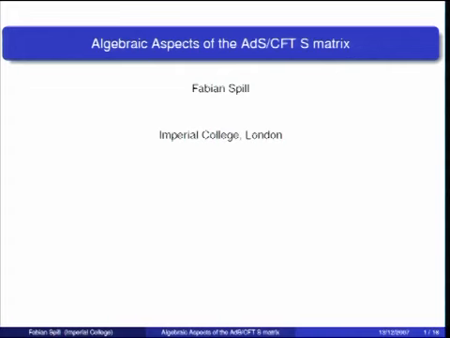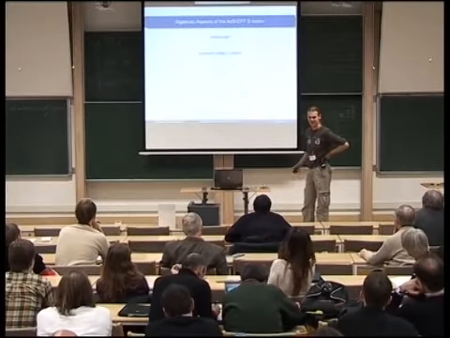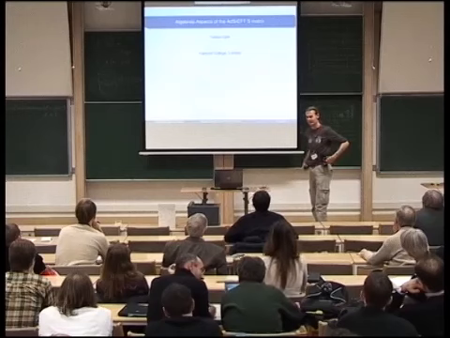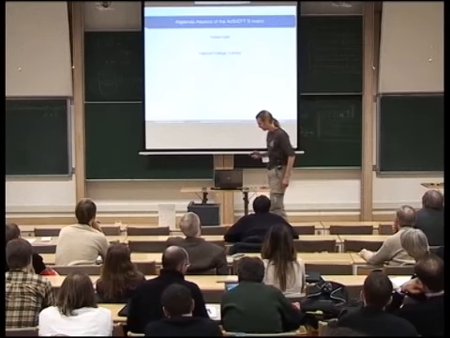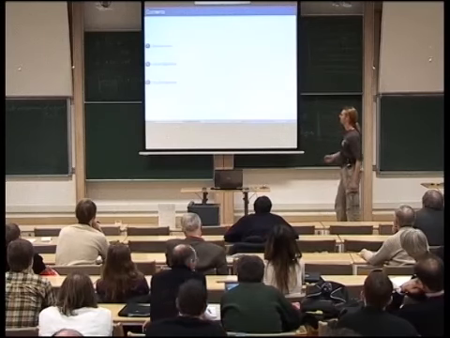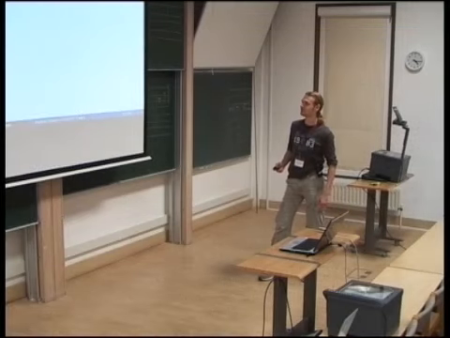Okay. I'd like to thank the organizers for giving me the opportunity to say something about the algebraic aspects of the AdS/CFT S matrix. So, I will first tell you in what model I'm working, then tell you something about the full quantum symmetries, the Hopf algebras, and finally about Lie bialgebras, which are classical algebraic structures, where we found some nice expressions for the R matrix.